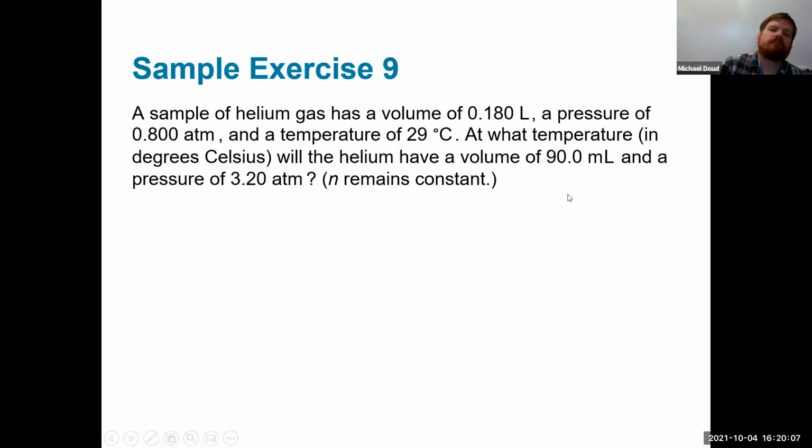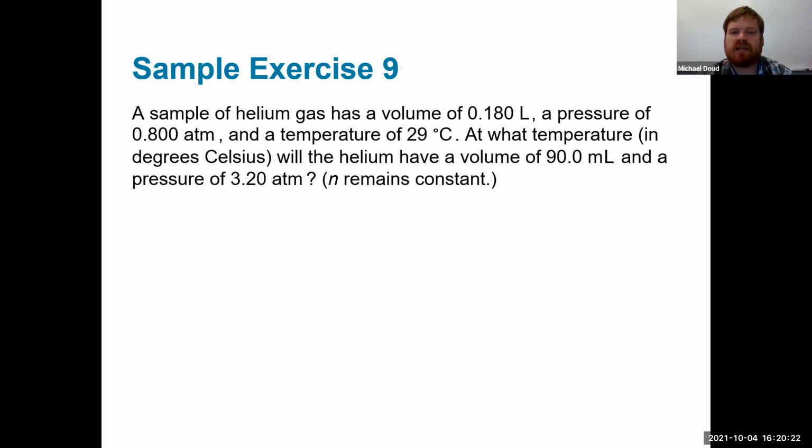Okay, let's go ahead and apply that. Now, these calculations tend to be a little arduous because you have 6 different things to keep track of rather than 4 different things, but it's the same kind of math. So let's go ahead and walk through sample exercise 9 first.